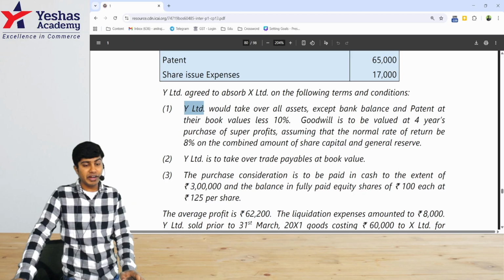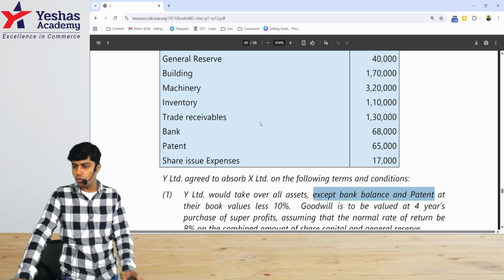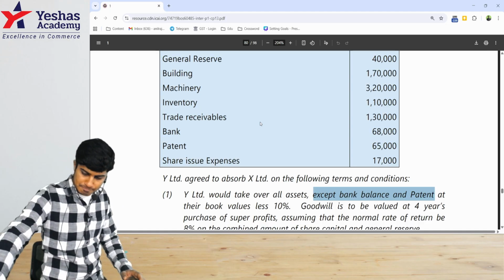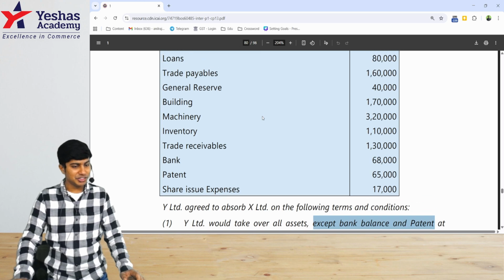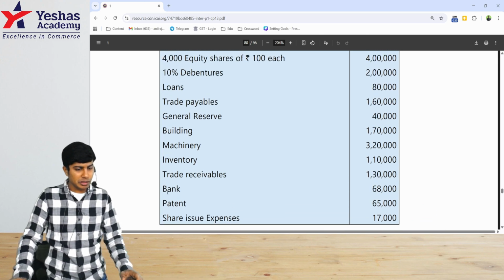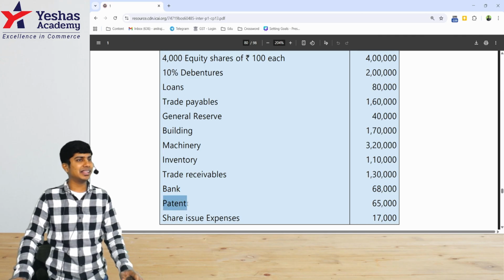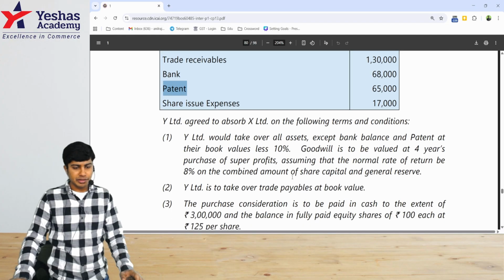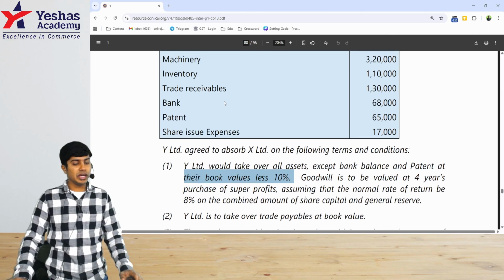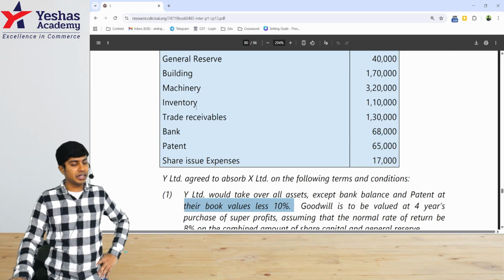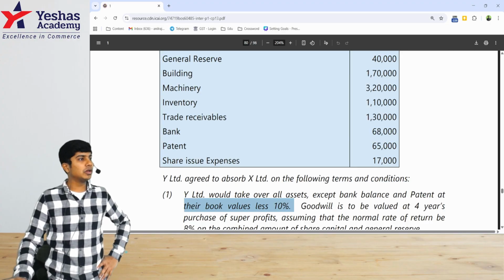Now start reading. Y Limited would take over all the assets except bank and patent. Okay, so they are not taking over bank, they are not taking over patent. Be cautious with this. So we aren't taking over bank, we aren't taking over patent. Other than this, all other assets are taken over. Then at what value are we taking them over? Taking them over at book value less 10%. So we are taking over building, machinery, inventory, trade receivables at book value less 10%. Bank and patent are not taken over.